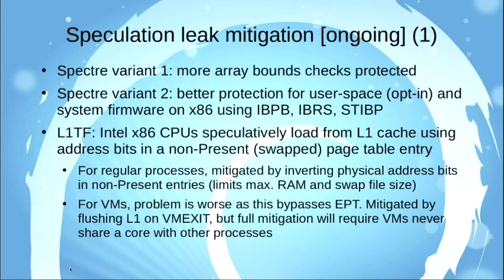Full mitigation of this will require that you never run a virtual machine on the same core as another process using hyperthreads, unless of course you trust that virtual machine's kernel. If you do, then there's not a real problem here. This did not get fixed in Linux 3.16 or 4.4, so you should not be using those to run untrusted guests.